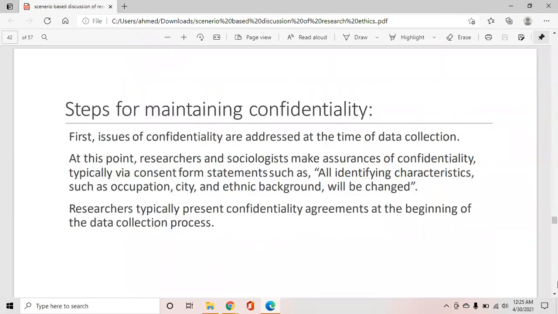Steps for maintaining confidentiality. First, issues of confidentiality are addressed at the time of data collection. At this point, researchers and sociologists make assurance of confidentiality, typically via consent statements such as, all identifying characteristics, such as occupation, city, and ethnic background, will be changed. Researchers typically present confidentiality agreements at the beginning of the data collection process.